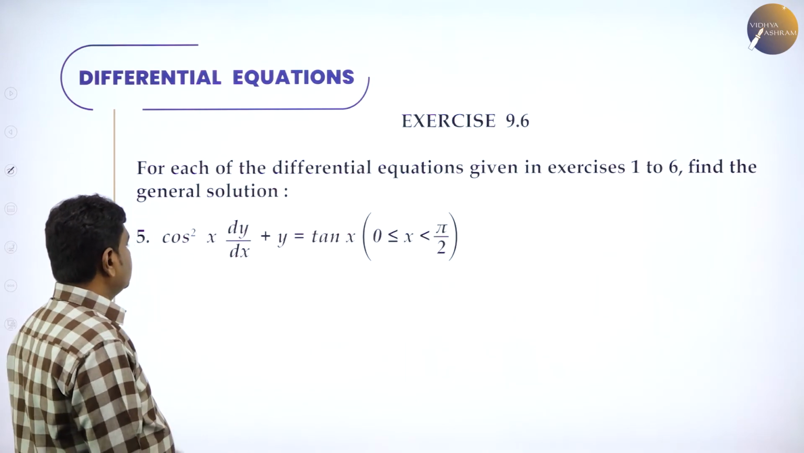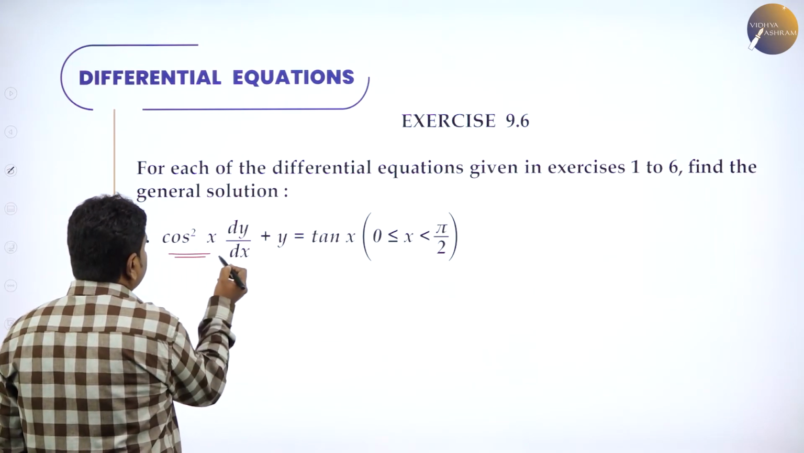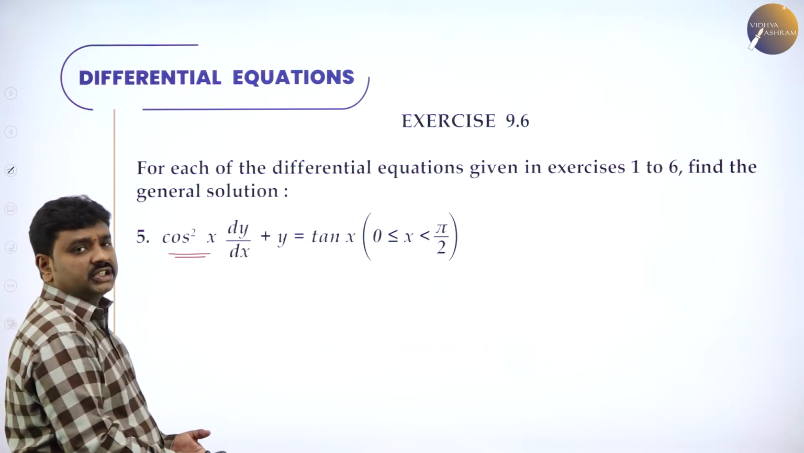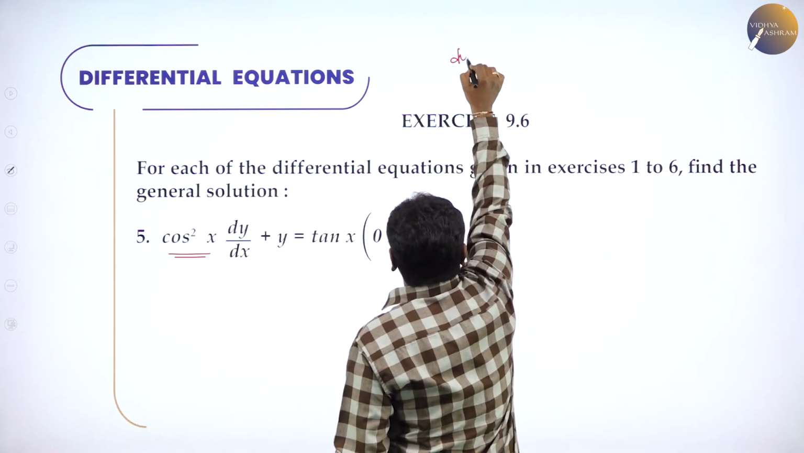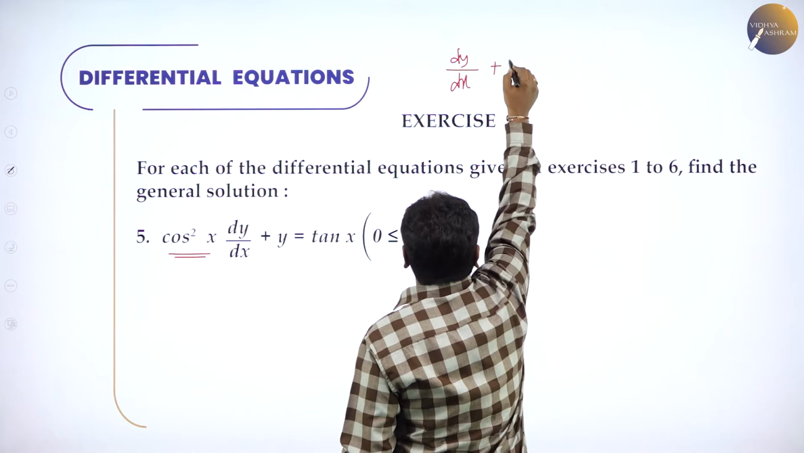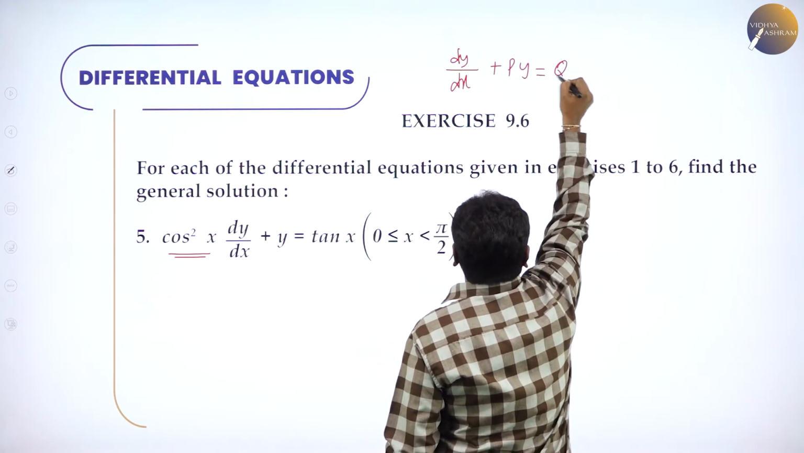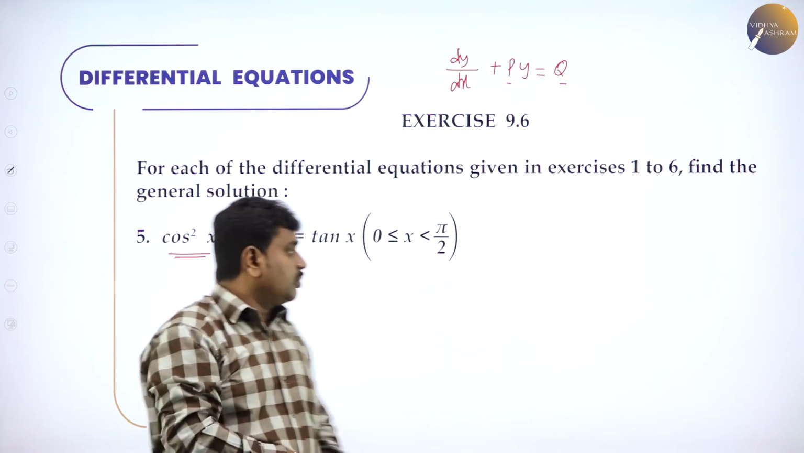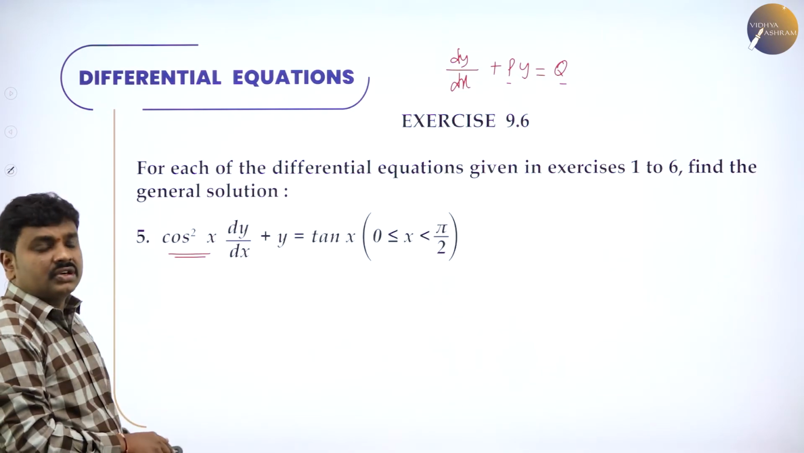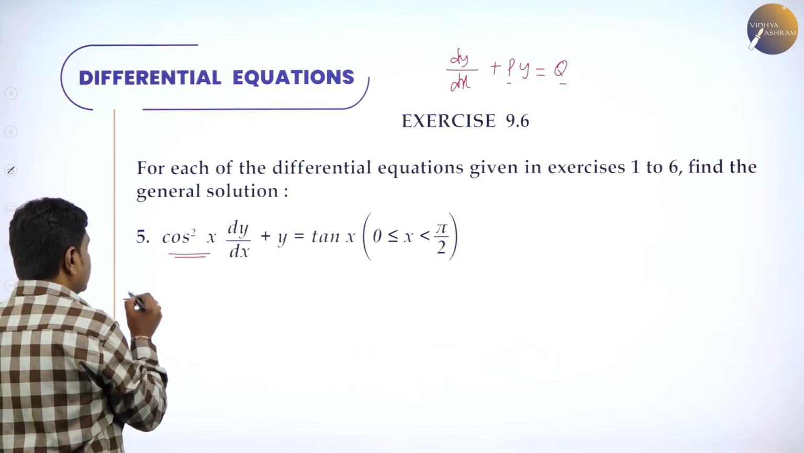Then the next question. See here in problem 5, dy by dx we have a coefficient. What is a linear differential equation? Linear differential equation means dy by dx plus py is equal to q. Do you agree? Where p and q are functions of x or constants. So the coefficient of dy by dx should be 1. But here we have the coefficient as cos square x. So the first thing is to reduce it into standard form.